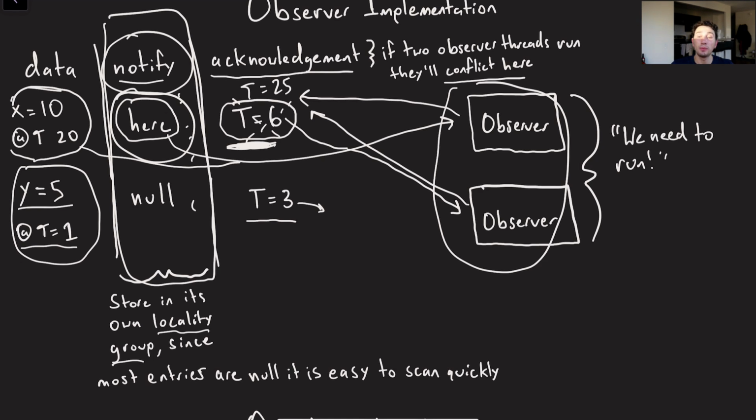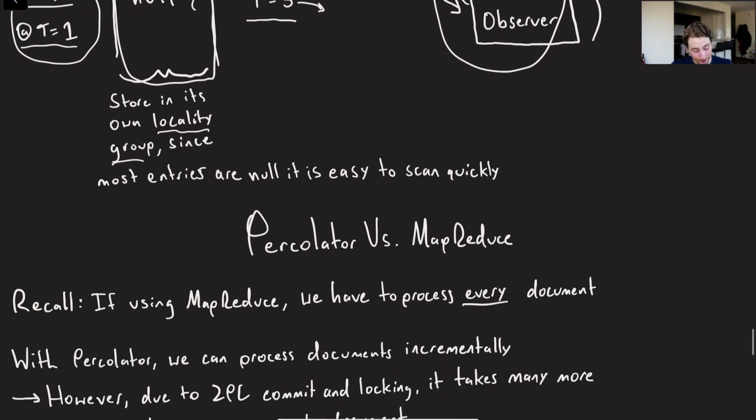It's going to have comparatively quite a few less rows, and it's just going to be quicker to read. So that's a nice little optimization there.